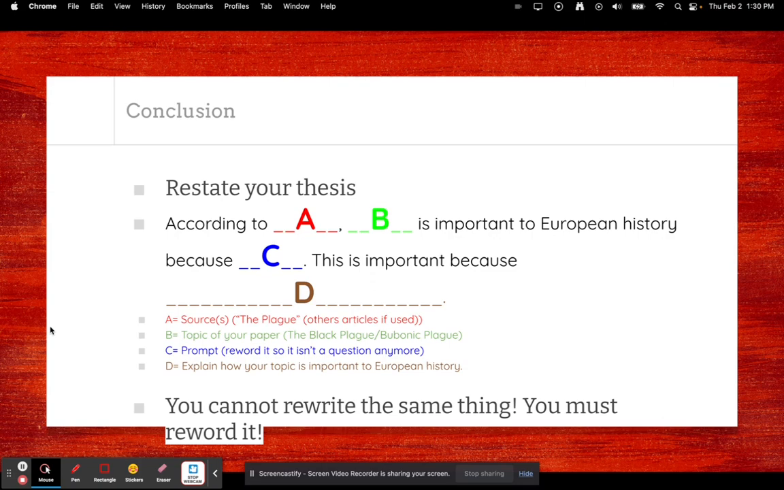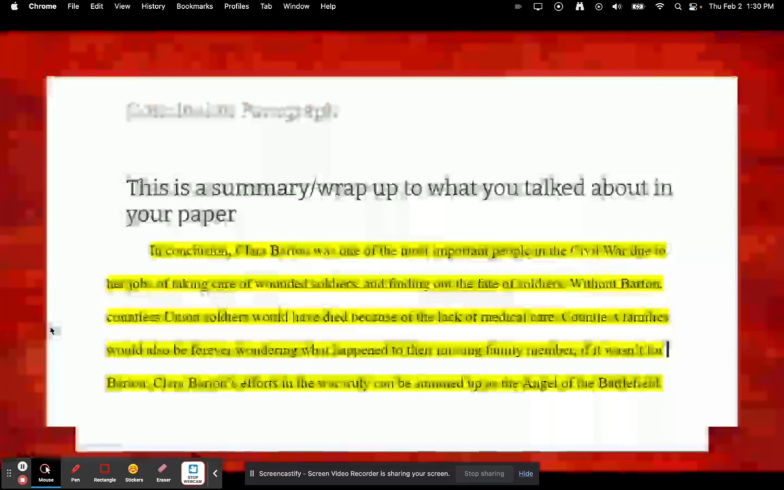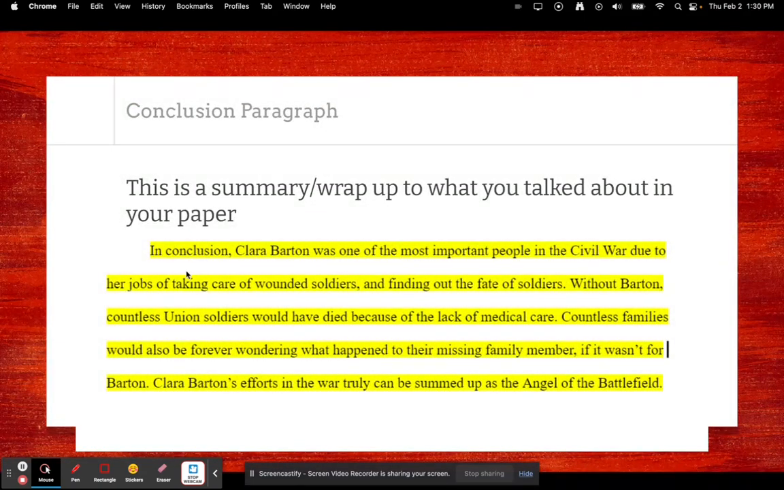Another thing too, I have a really hard time with conclusion paragraphs. I always have. If you don't know how to start a conclusion paragraph, you can start it with in conclusion. I know that some teachers are really picky about that. They say don't start it with in conclusion, that's too obvious. For me, I don't care. You can start it with in conclusion.